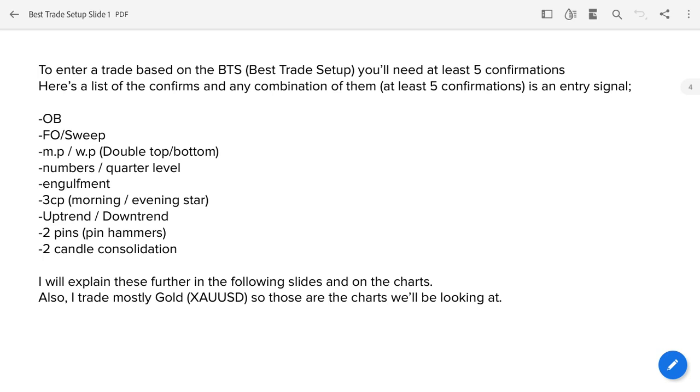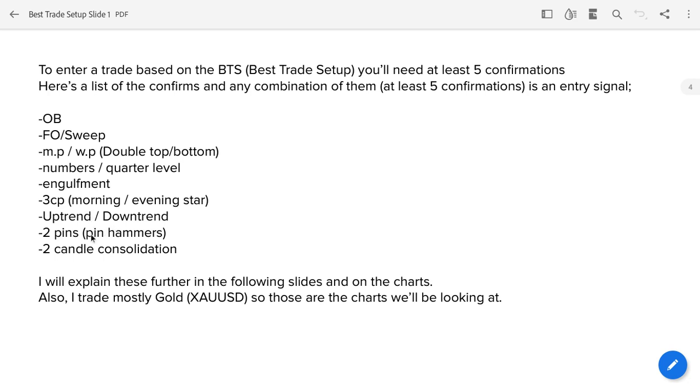Now, when I look at what I need to enter a trade, I need at least five confirmations, and that could be any combination of any of these things on the list. We need an order block. FO stands for fake out. M pattern, W pattern. Some of you will know it as a double top or a double bottom. Numbers or quarter level, I will show you on the chart what that means. An engulfment, 3CP. 3CP stands for three candle pattern, which could be a morning or an evening star.